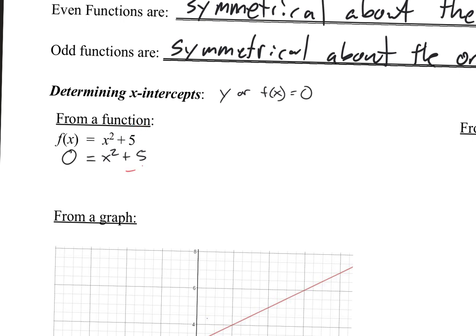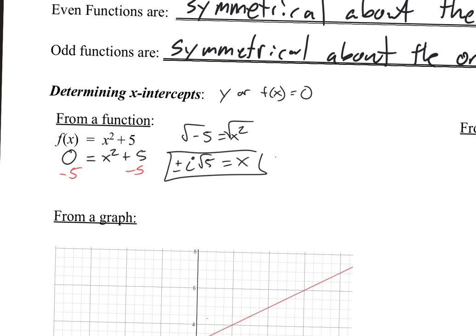We can solve. So I'm going to subtract 5, and then I would get negative 5 equals x squared, and then I could take the square root, and what do I notice right away? I'm going to have imaginary numbers, and so this one doesn't have any real x-intercepts. We might be able to find some imaginary ones, though. We could say that it has plus or minus i square root 5, but no real intercepts.